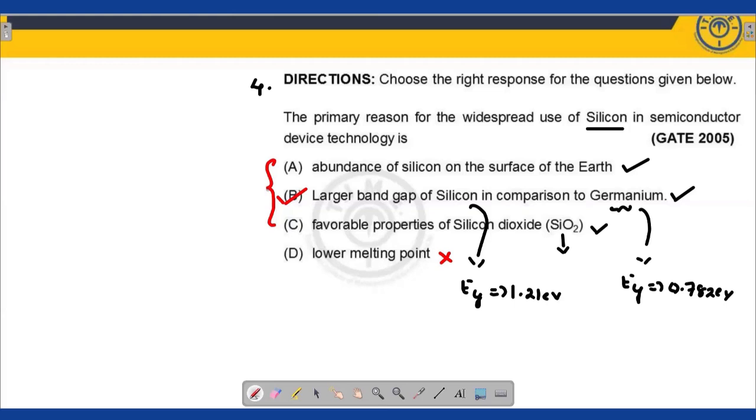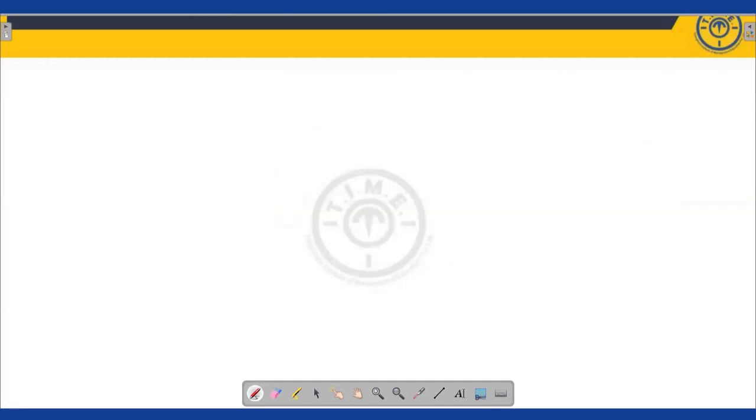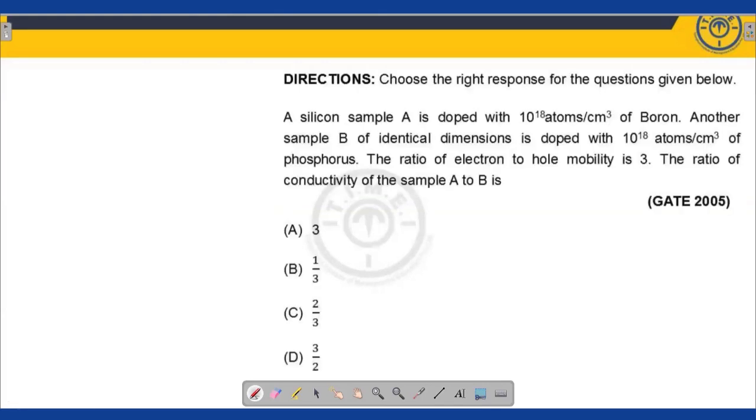Next question. Question number 5. First study question number 5, my dear friends.